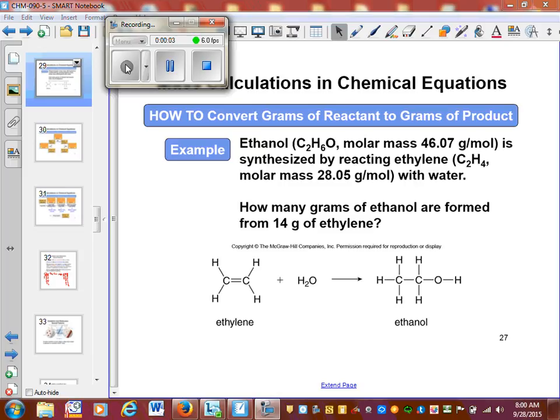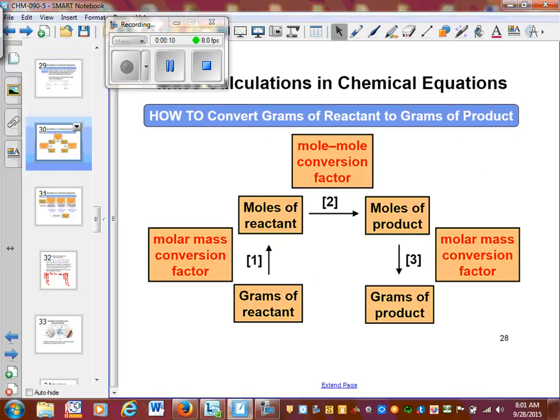I think we're going to continue with Chapter 5. This is where we left off, doing calculations. So this is their version of our stoichiometry roadmap. You can see it's pretty similar. To go from grams to moles, you divide by the molar mass. Going the other way, moles to grams, you multiply by the molar mass. And going from moles to moles, you're going to use what they call the mole-to-mole conversion factor, and we call the coefficients from the equation.